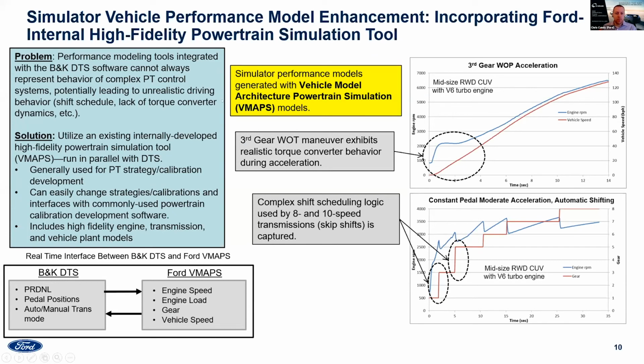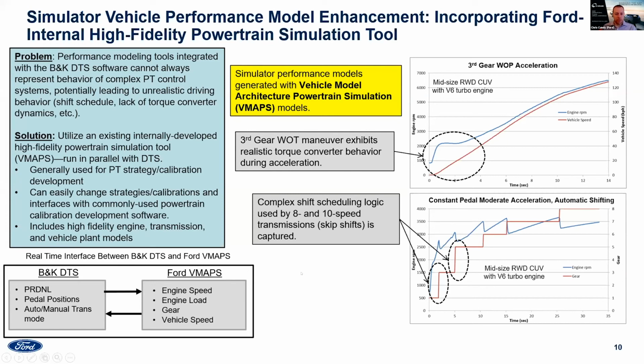So the solution here was to use a Ford in-house tool called VMAPS, which is a high fidelity simulation tool of the powertrain control strategy and includes detailed models of engine, transmission, and the vehicle. So by running this VMAPS model for performance simulation in real time and having it linked to the NVH simulator, the two software tools were exchanging information and we were able to get very realistic free driving behavior.